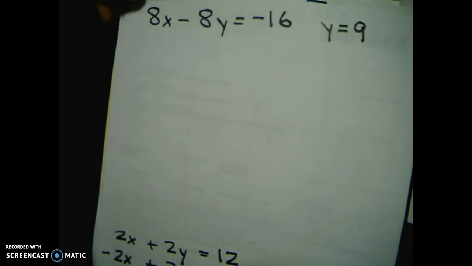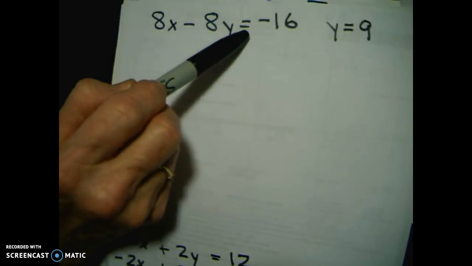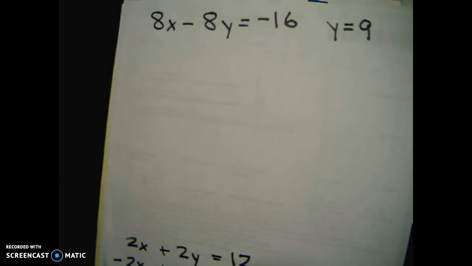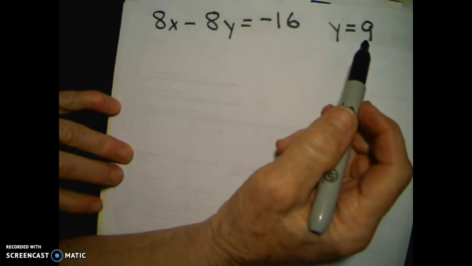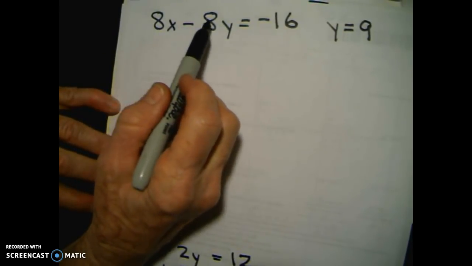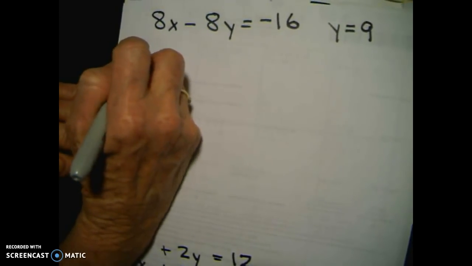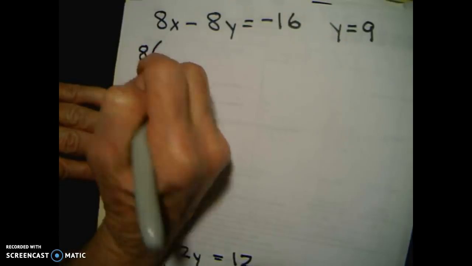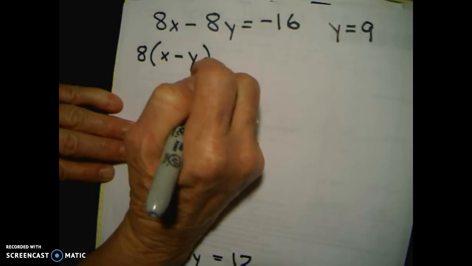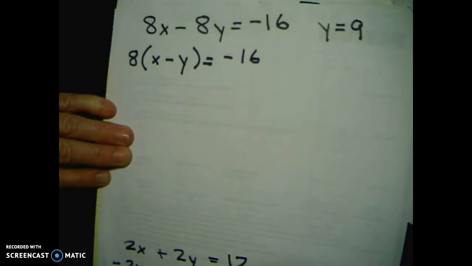It's pretty easy. My first equation is 8x minus 8y equals negative 16. And I know that y equals 9. So first thing I'm going to do, I could use substitution and just substitute my 9 in here, but I notice that 8 is common in each one of my terms here, so I am going to factor out an 8, and I'm left with x minus y equals negative 16. So far so good?